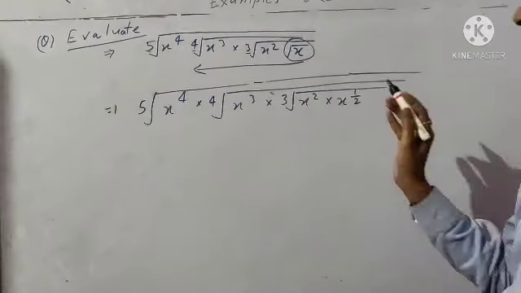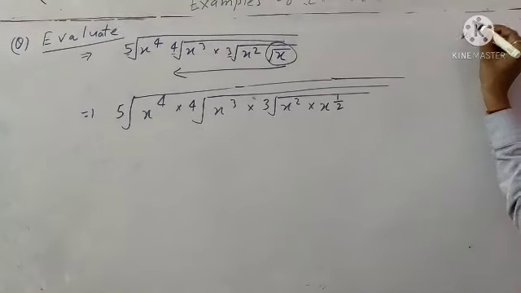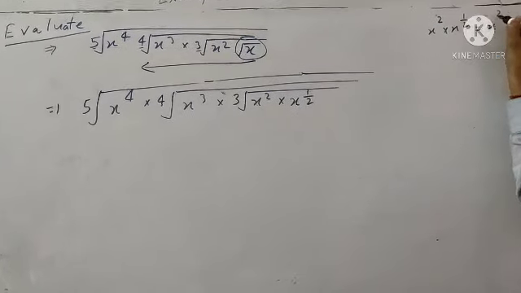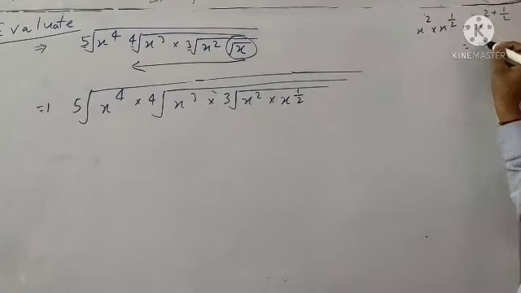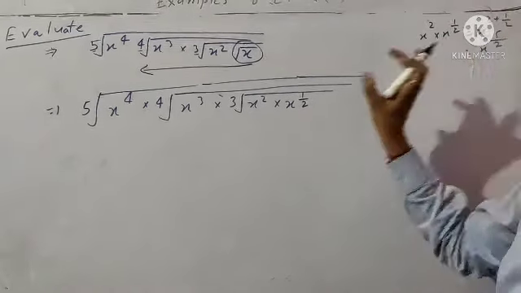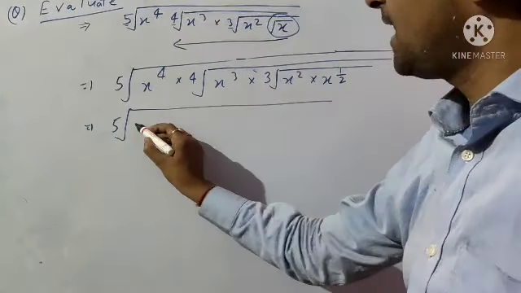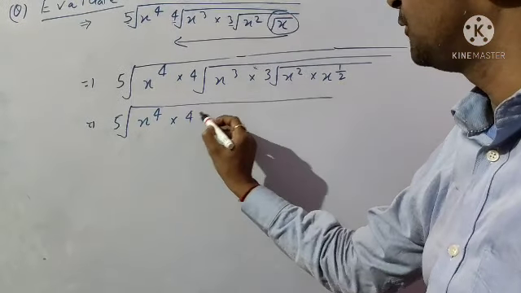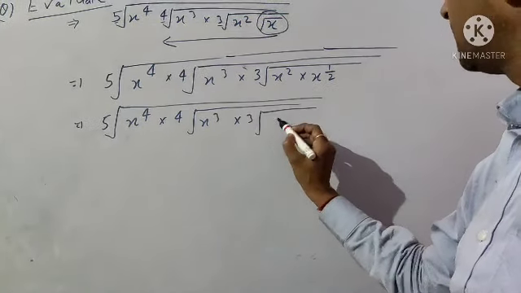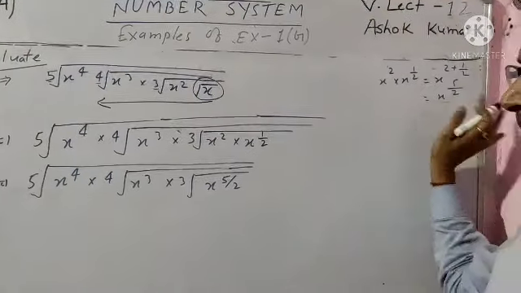Okay, student. So we know that here base is equal, power is added. So x to the power 2 into x to the power 1 by 2. So we can write x to the power 2 plus 1 by 2, that means x to the power 5 by 2. So directly, student, we can write here x to the power 5 by 2. So fifth root of x to the power 4 into fourth root of x cube into cube root of, here is the x to the power 5 by 2.